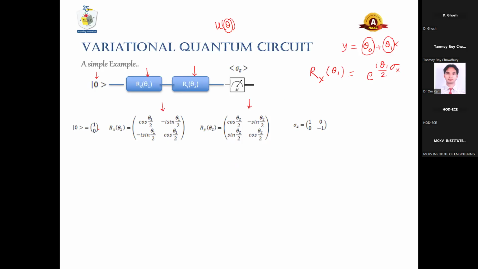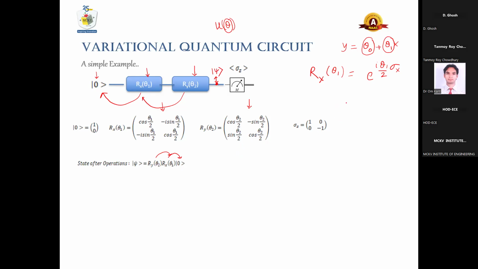Now 0 is this. What I want you to do is first apply this on this, then apply this on the result. What do you get? Here is the state psi. This is the state psi at this point. After application of Rx on 0, then application of Ry on the result, you get a state psi.